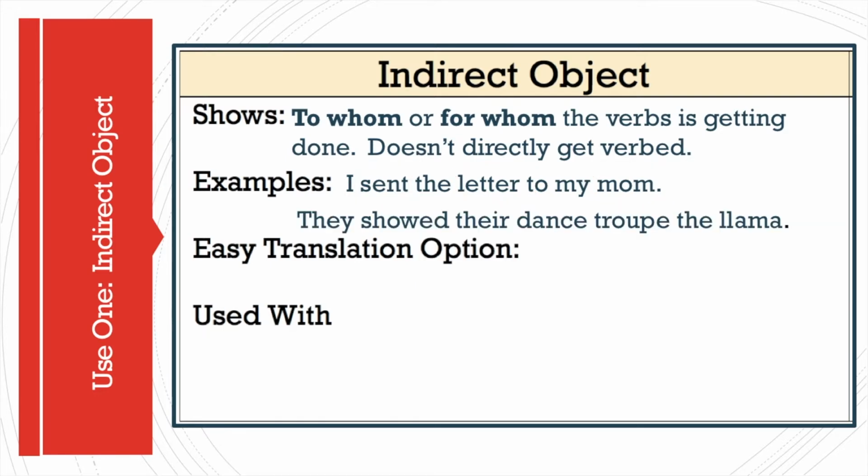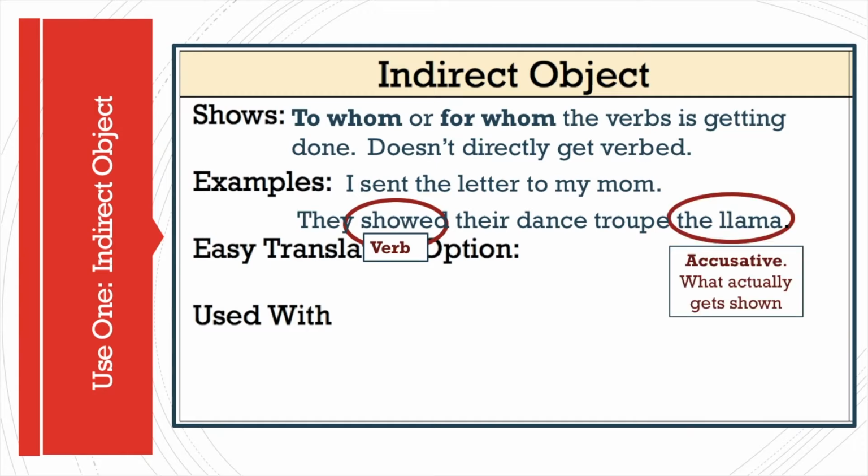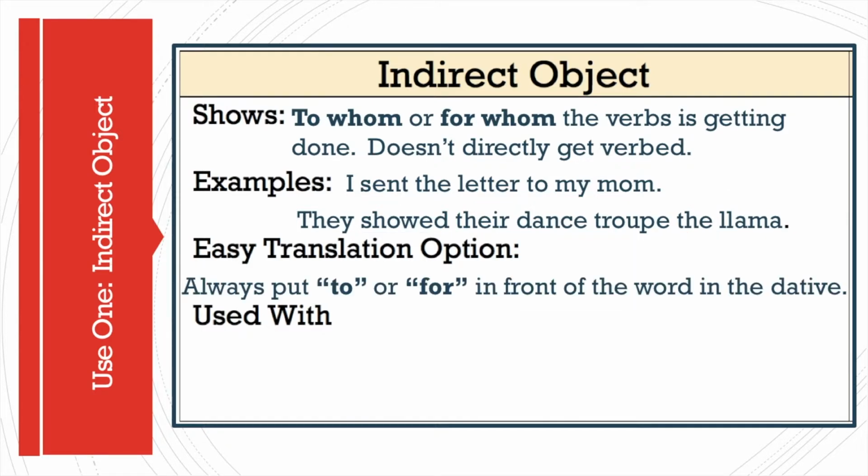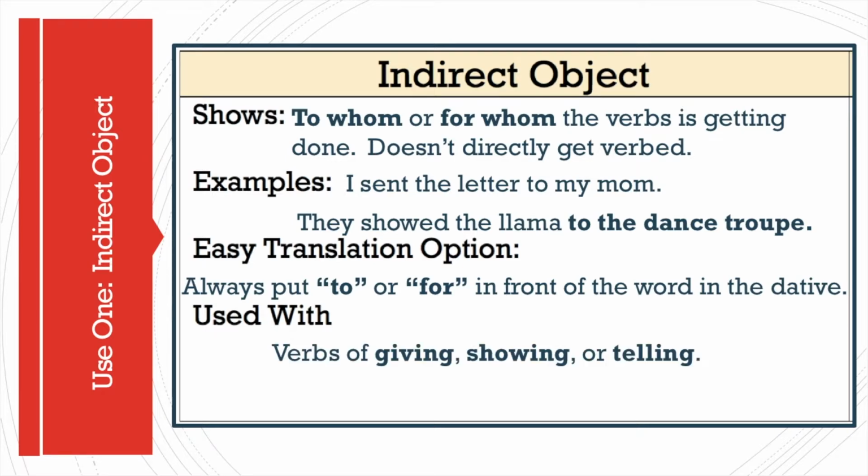Here's another example. They showed their dance troupe the llama. So what's actually getting shown here, which is our verb, is the llama, and it's getting shown to the dance troupe. So dance troupe would be in the dative case because it's not what's being shown, but they're still an active participant in this verb, we might say. All right, so an easy translation option is just to put to or for in front of the word in the dative. So up there, I could have said they showed the llama to their dance troupe, and it still would be the same thing. Usually it's used with verbs of giving, showing, or telling.